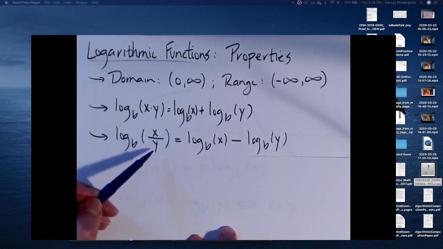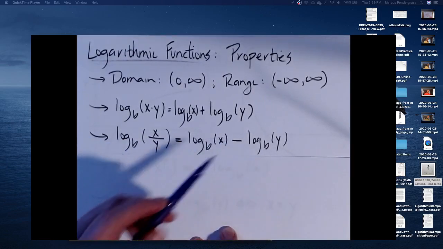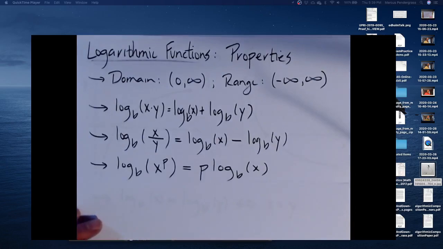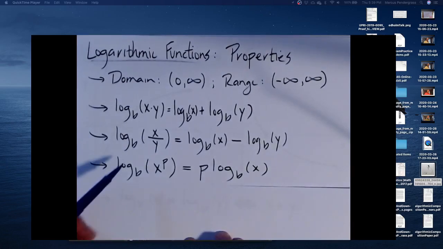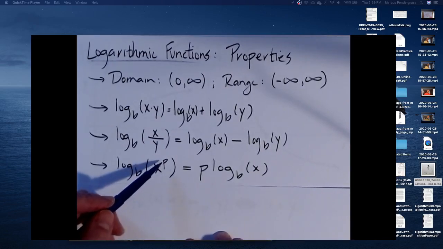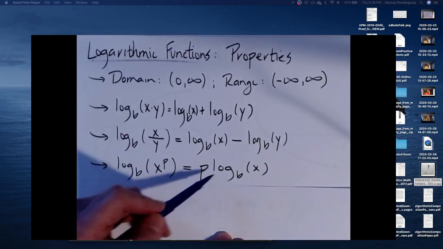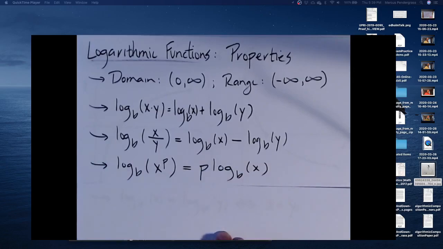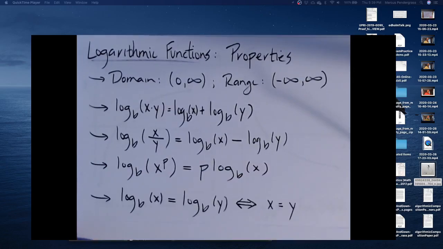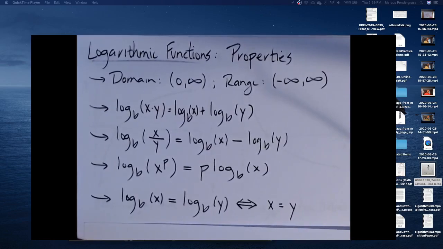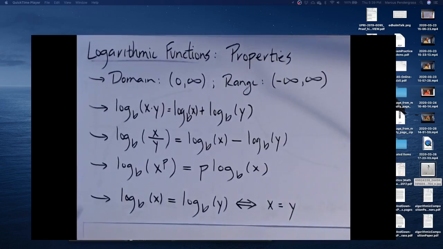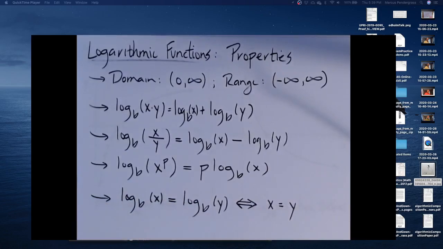Log base b of x over y is log base b of x minus log base b of y. And then this rule, log base b of x to a power, turns out to be the power times the log base b of x. And again, there's a similar rule to the last one for exponentials. If you've got the same base for a logarithm and log base b of x equals log base b of y, then that tells you that x had to be equal to y.